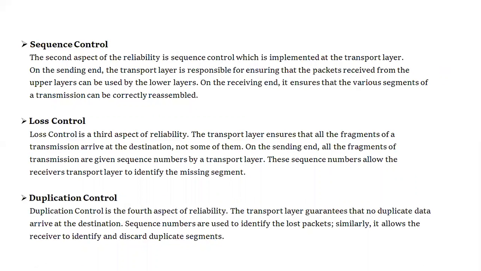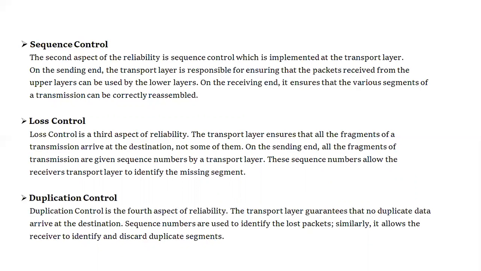We already discussed sequence control, the second aspect of reliability, which is implemented in the transport layer. At the sending end, the transport layer is responsible for ensuring that the packets received from the upper layer can be used by the lower layer. That is very important. At the receiving end, it ensures the various segments of the transmission can be correctly reassembled. That's why we give a sequence number in the data unit. Through that number only we can arrange them properly.